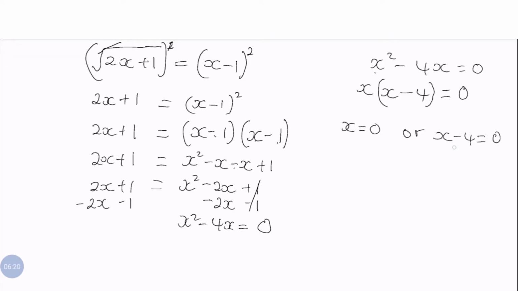Since we're not done here, we have to take this negative 4 to the right hand side. We add it here on the right hand side as well, which makes x equal to 4. So we have two answers: x is equal to 0 or x is equal to 4. Now we are done with 1.1.2. Let us do 1.1.3.